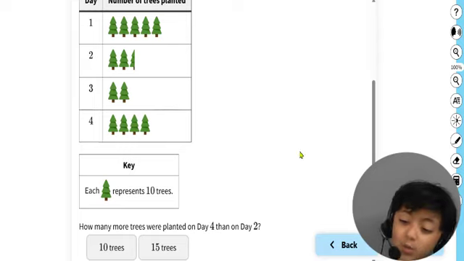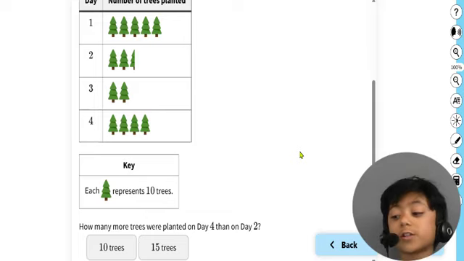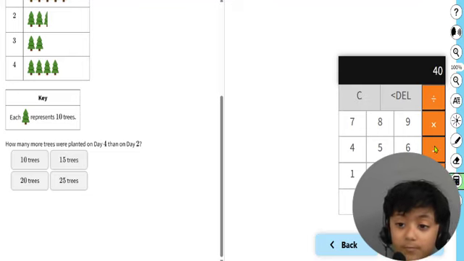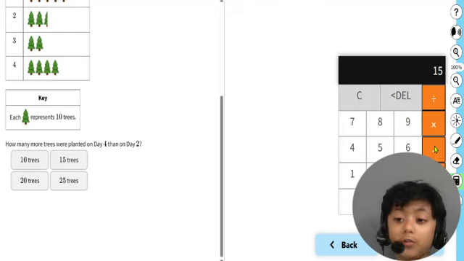But to be sure of your answer, you should always check the calculator tool on the far right. Which is 15.